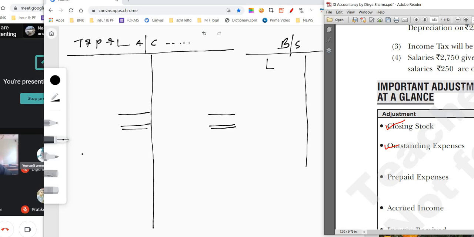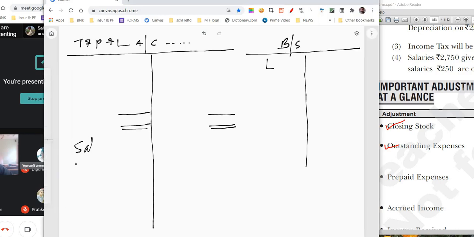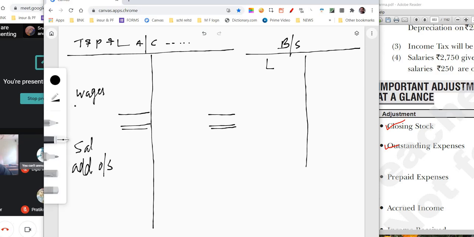Outstanding expenses will be coming. Suppose it is salary. We write salary here, then add outstanding. So this is the adjustment in the profit and loss account. If it is salary, it will be in the profit and loss account. In case it is wages, it will be coming here. Wages add outstanding. So that means it can come either in the trading account or in the profit and loss account. Clear?